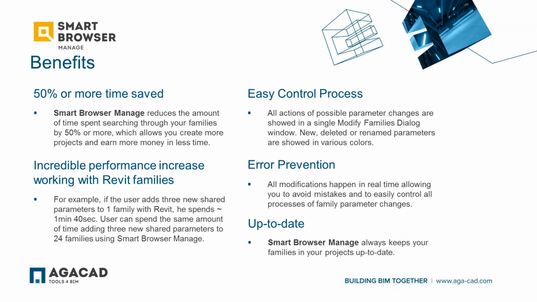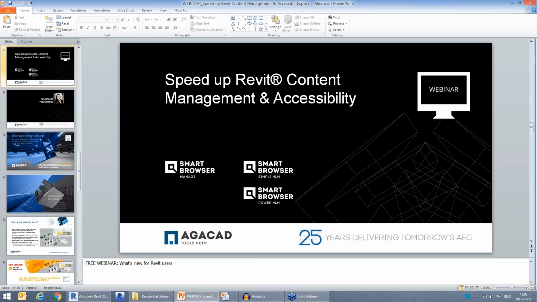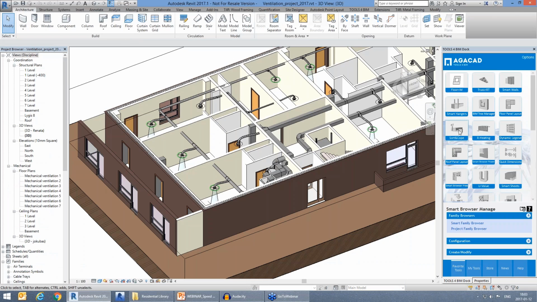So the biggest benefits of the BIM Tree Smart Browser Manage is that you can very easily control the process. You can also make sure that there are no errors with your families, and you can very easily know that your project is up to date. At the same time, you will save your time, because you will not need to make changes for the families manually. Okay, so let's go to Revit, and I will show how we can start.